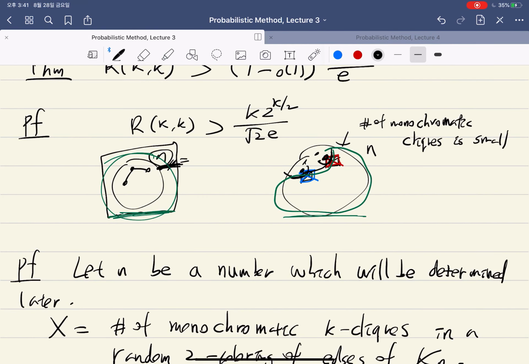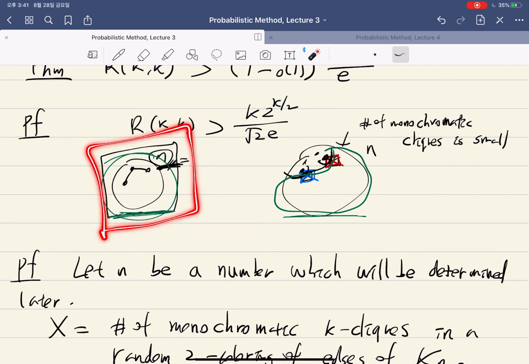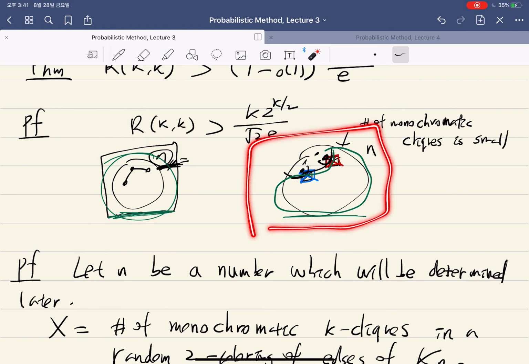So the basic idea is that instead of just taking a random object and expecting the random object to be the desired object that we want, we take a random object and then show that this is almost what we want, and we make some small adjustment to make the final object exactly what we want.